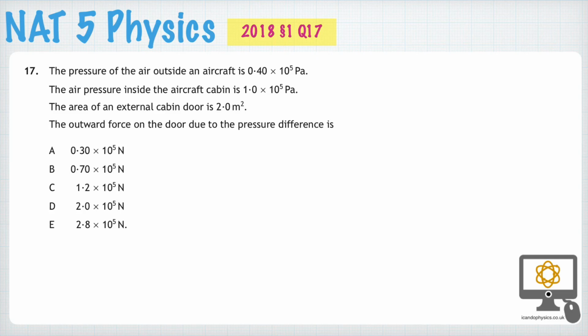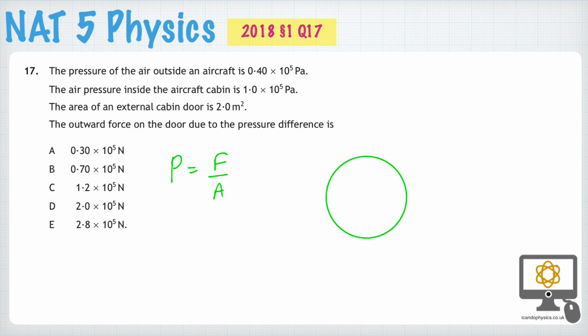Okay, so question number 17 from the 2018 National 5 Physics paper is about pressure, force and area. The key equation here is P is equal to F over A. And so what we're going to try and do is solve this problem by thinking about the aircraft itself. I'll just simply draw a circle here to represent the cabin of the aircraft.